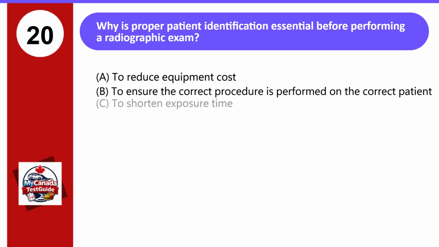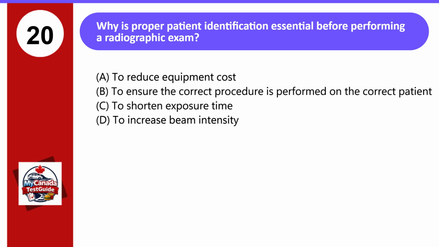Why is proper patient identification essential before performing a radiographic exam? A. To reduce equipment cost. B. To ensure the correct procedure is performed on the correct patient. C. To shorten exposure time. D. To increase beam intensity.